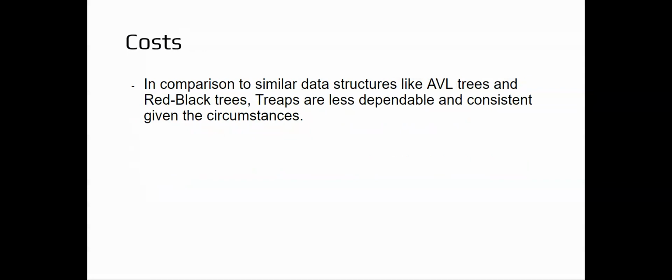And now for costs. In comparison to AVL trees and red-black trees, treaps are less dependable, more inconsistent. This is because, again, of the randomness and the use of probability to attempt balance, but not always guaranteeing it.